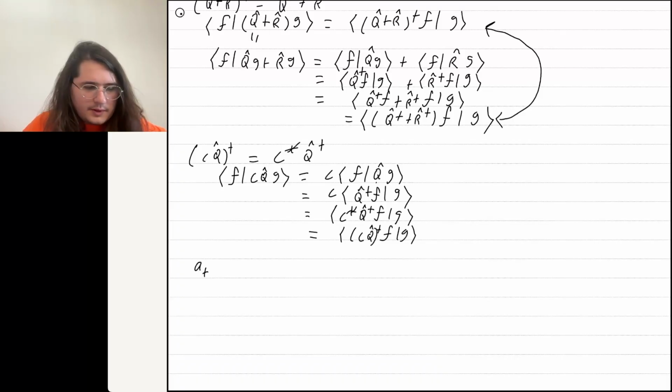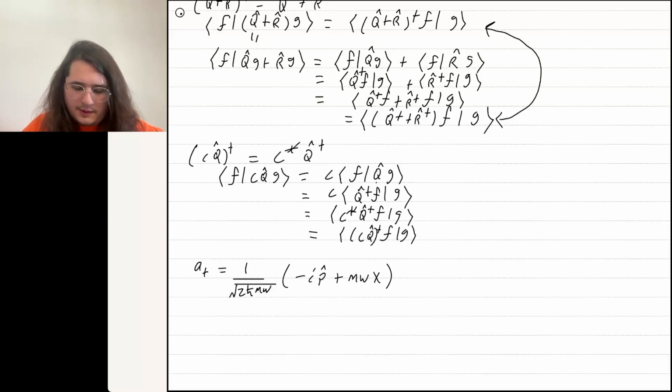It says a plus is equal to 1 over the square root of 2 h bar m omega times minus i p, where p is the momentum operator, plus m omega x. And we need to find the Hermitian conjugate of that. So the Hermitian conjugate of the raising operator is not going to hit any of these constants, because the Hermitian conjugate of a real number is just the same real number. But we do have to take into account that it's the Hermitian conjugate of what's in the parentheses, right?